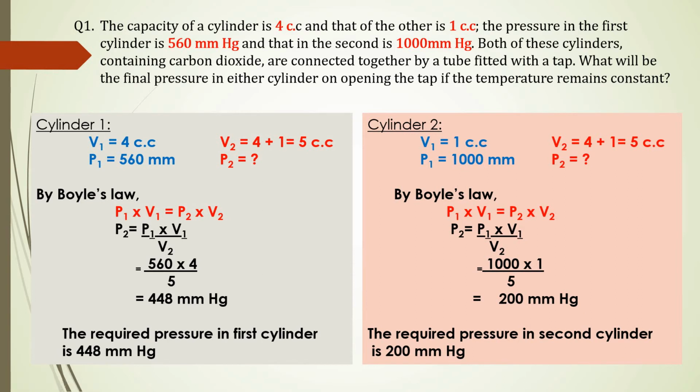So this is how we solve questions based on more than one cylinder, and whenever these two cylinders are connected, their volume increases, and their increased volume will be the sum of the individual volumes. Now let us again try to solve another question.